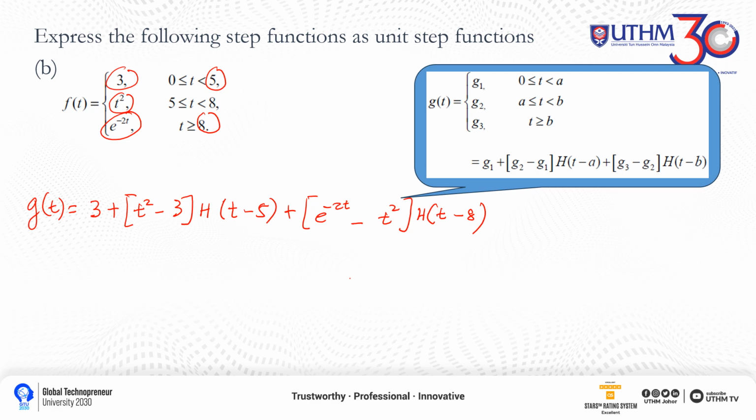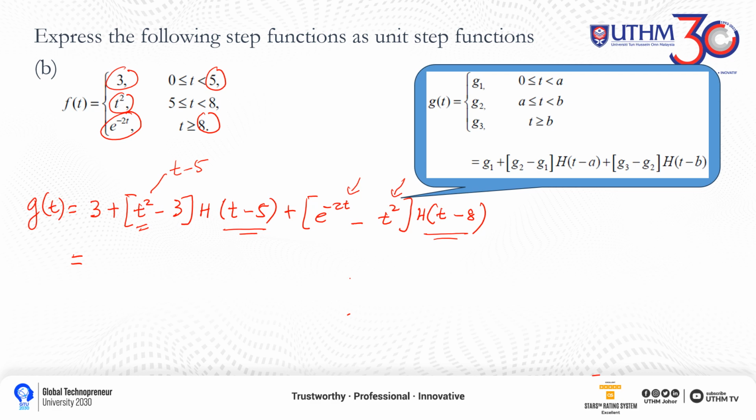Okay, this will be equivalent to, now, hash t minus 5. So for the t in front, you must also substitute t with t minus 5. Okay, substitute t with t minus 5. And then for the second expression, you must substitute with t minus 8. Okay, for the t here.